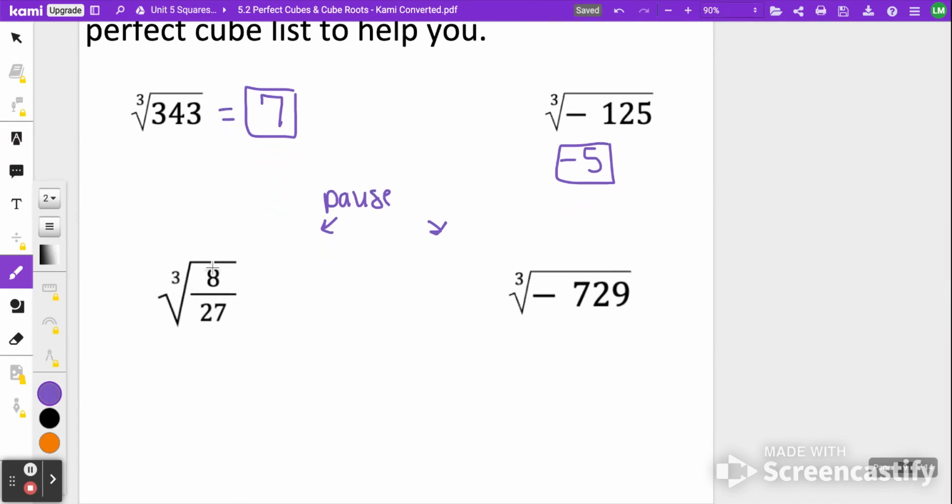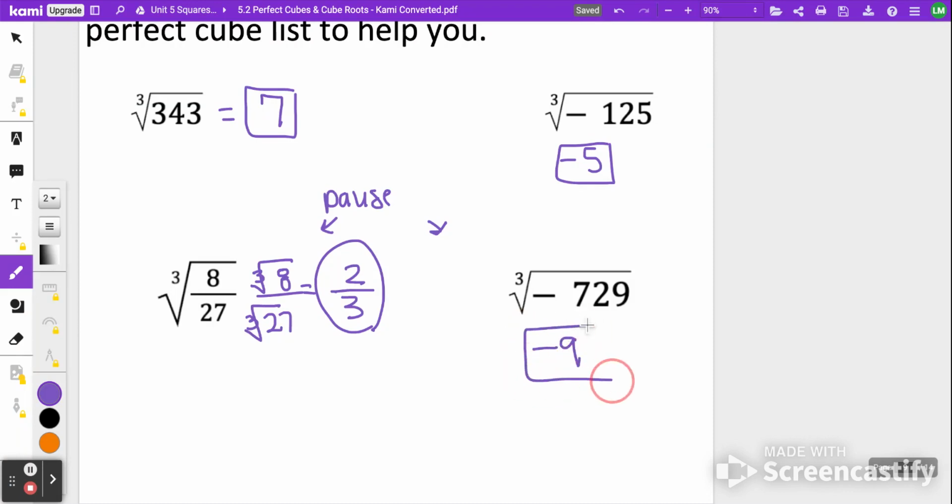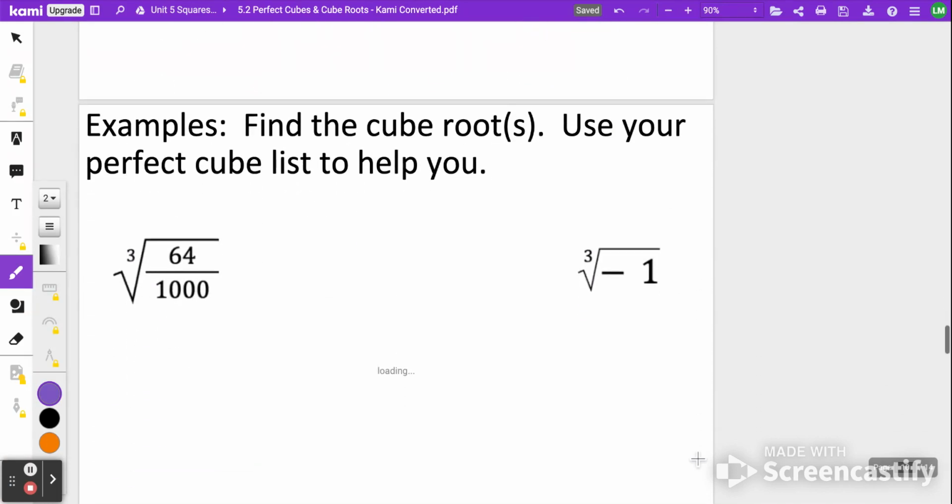Now remember, this one is a fraction, so you can think about them as two different cubes. The cube root of 8 over the cube root of 27. I know the cube root of 8 is 2, and the cube root of 27 is 3, so my answer is 2/3. Then for this one, the cube root of negative 729 is going to give me negative 9, because negative 9 times negative 9 times negative 9 gives me negative 729.